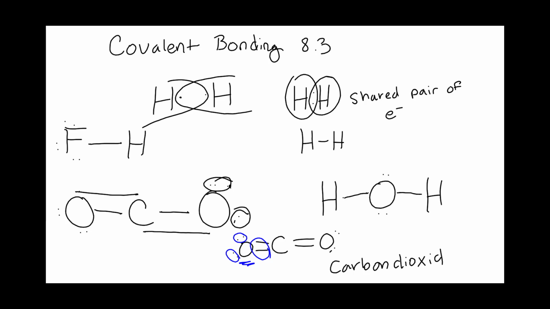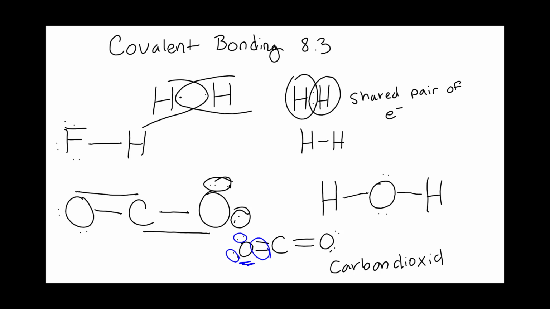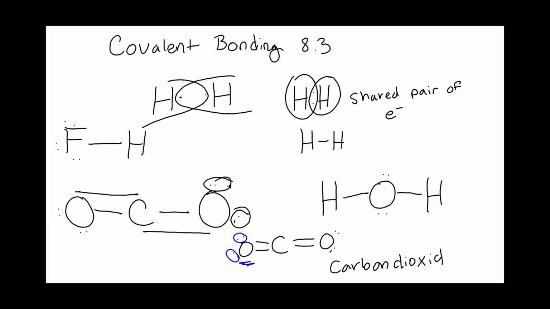Does the carbon in the middle feel like he has 8? Yes, he has these 4 and those 4. He feels like he has 8. In a good Lewis dot structure, everybody will feel like they have the electron configuration of a noble gas, which means that each hydrogen is going to feel like it has 2. Everything on the second row and below is going to feel like it has 8.